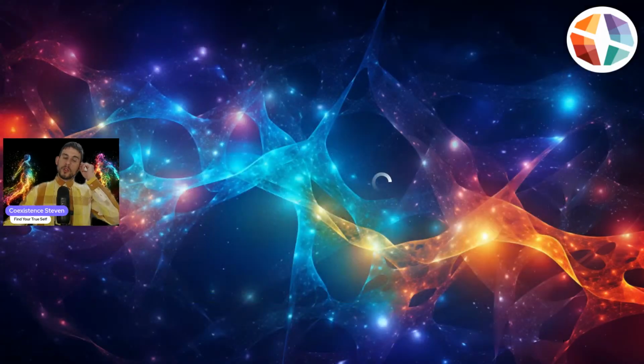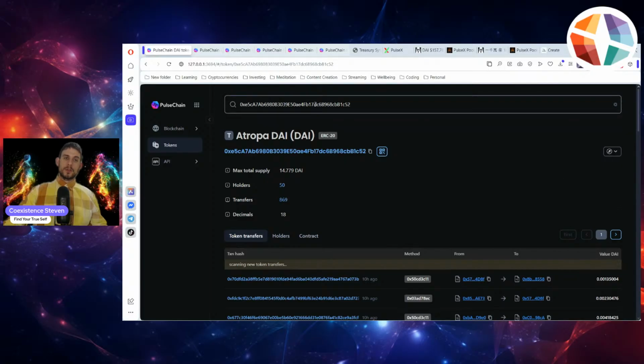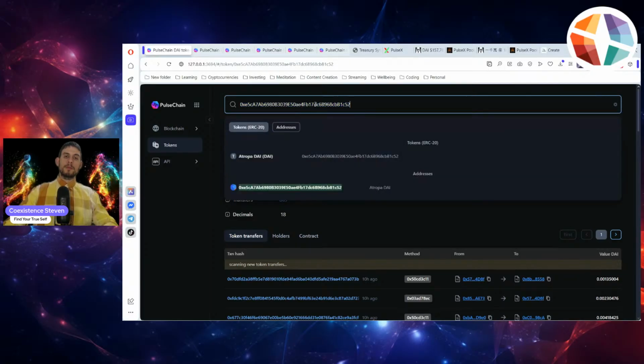All right. So how did I figure this out? It wasn't too hard, really. So obviously you have the Atropa new contracts, and I've seen it in here. And so I've just gone backwards. So first I copied and pasted this, and I went to the Pulse Chain Explorer, copy and paste the contract address. Now, always it comes up twice.